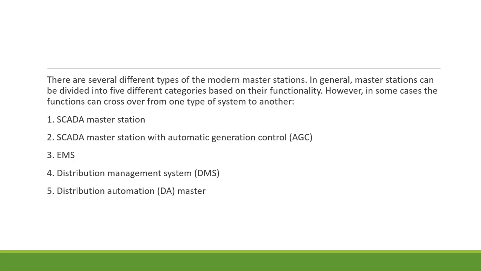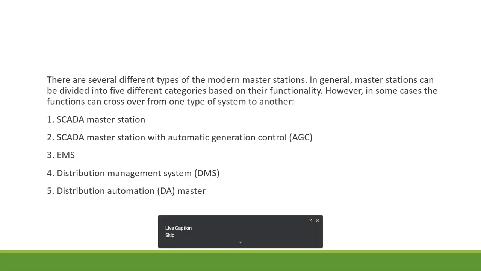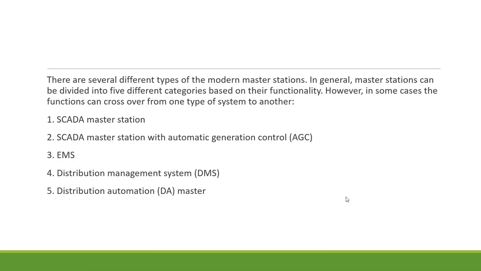Now if we talk about the modern substation, it could be of different types. In general, let us talk about in general. A master station can be divided into 5 different categories based on their functionality. Depending upon whatever functions they are going to perform, according to that, it can be divided into 5 broad categories. In certain cases, the functions of one master station can cross over the functions of another master station. That is possible. Some functions could overlap. You can think about that.